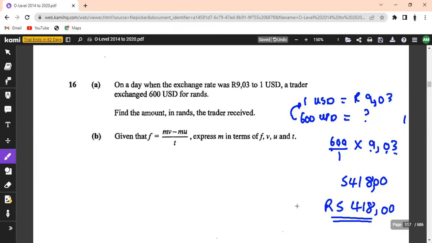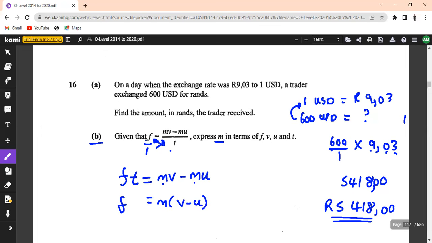Given that f is equivalent to all this expression, express m in terms of this, so we simply make m the subject. This is the same as over 1, so cross multiply to remove fractions. F times t, that is ft, is equal to mv, so 1 times this is going to be mv minus mu if you multiply by 1. Since we want to make m the subject, we can see that m is common here, so we can factor that m which is common, which is v minus u, which is equal to ft.